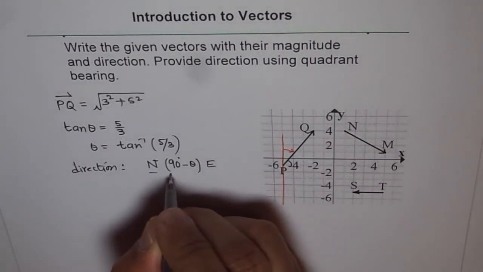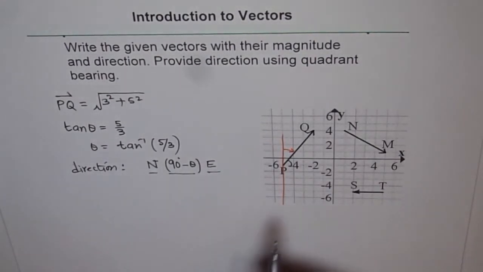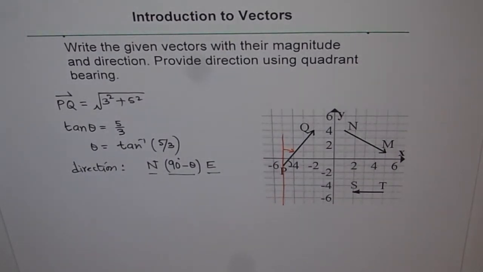That is how you have to do all three of these arrows or vectors shown on the grid. Follow these steps. It should be easy for you to do. And I hope now you understand exactly how to represent the given vectors using quadrant bearings.